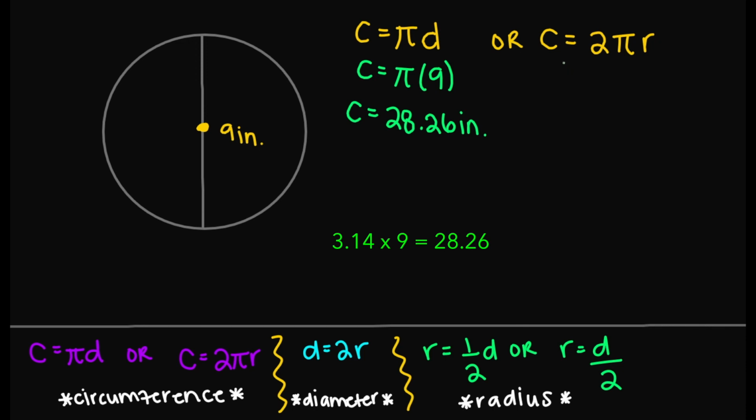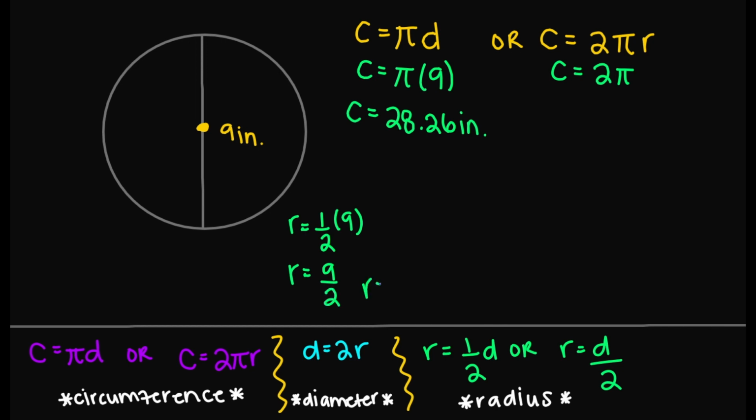And then if you use this side here, if I do C equals 2 pi r, if I have a diameter of 9, how do I find my radius? And remember the formula for your radius, so you're going to do radius equals 1/2 times 9, r equals 9 divided by 2, and r equals 4.5. So my radius here is going to be 4.5.